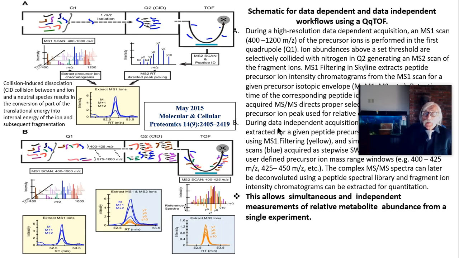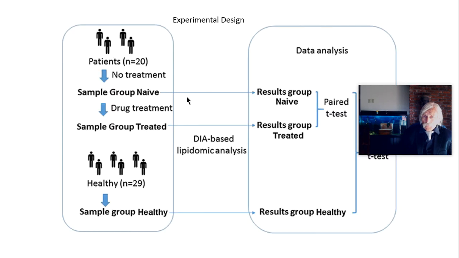So it's data independent acquisition. And what this basically allows, okay, using the CID pathway, is simultaneous and independent measurements of relative metabolite abundance in a single experiment. It just gives you more data, and you're able to get, because especially in something like a lipidomic profile, you're going to need to do this rather than go on a very discrete set of fragments, because you're not going to get as much information, and you have to run the whole experiment over again.